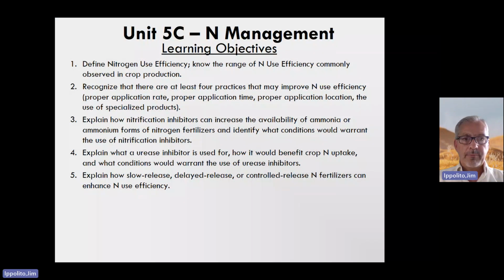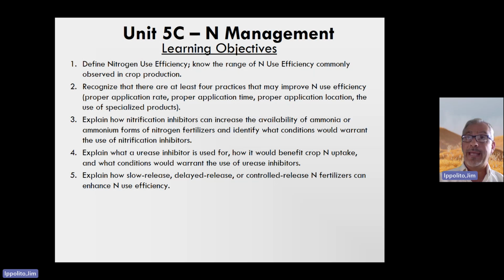At this point in time, you should have a strong understanding of the nitrogen cycle and the use of various fertilizers to supply the nitrogen needs for a crop. Now what we want to do is talk about a different subject focused on nitrogen management within ecosystems or agroecosystems. So there are 5 learning objectives that you should know by the end of this unit.